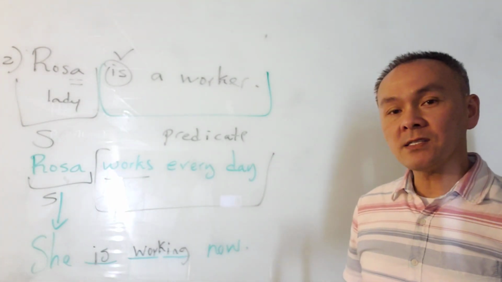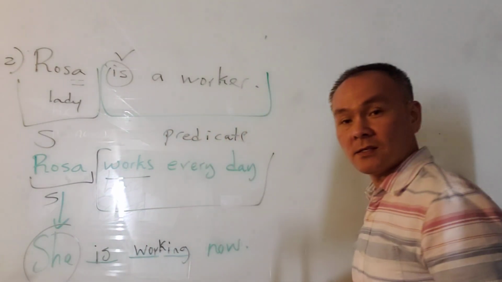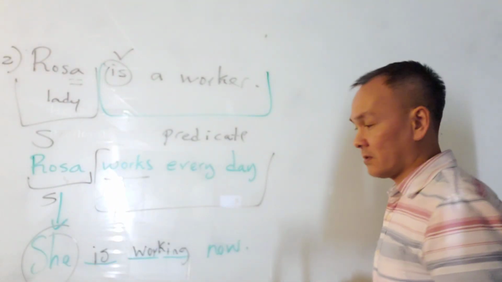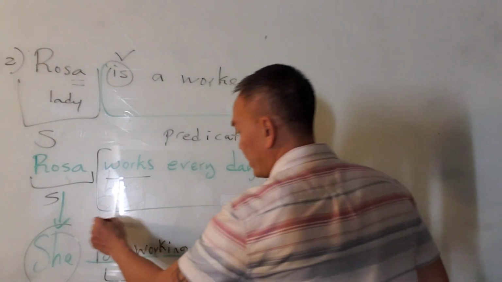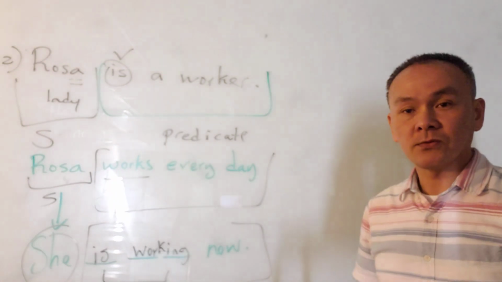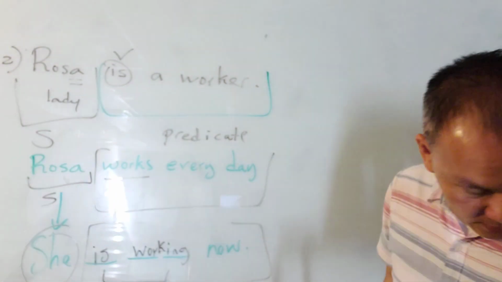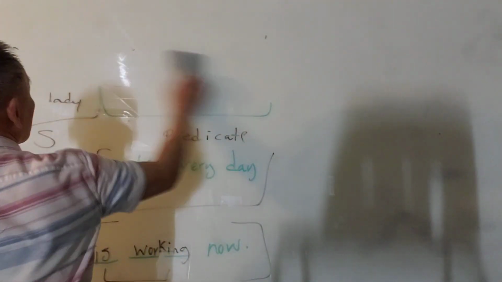What is the subject? If you say she, then you are correct. What are the verbs? These are the verbs. Together, this is the predicate. Is working now. Okay? So I'm going to give you a quick quiz to see if you understand what I have presented so far.